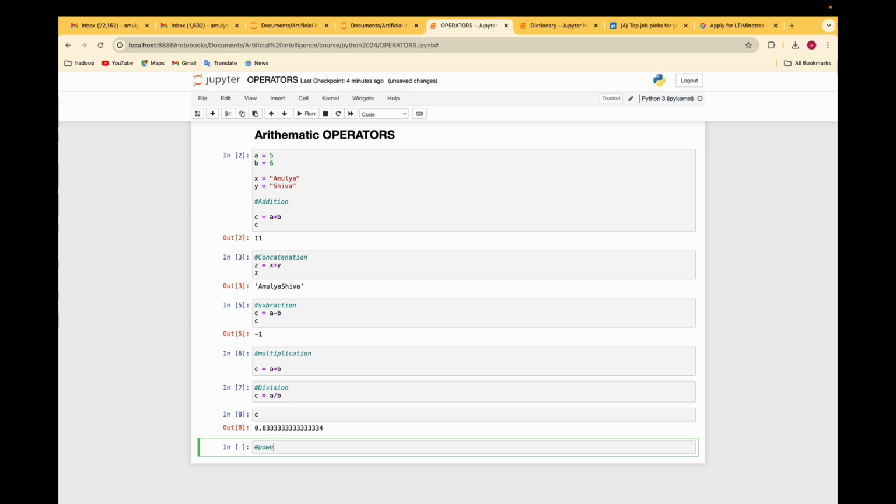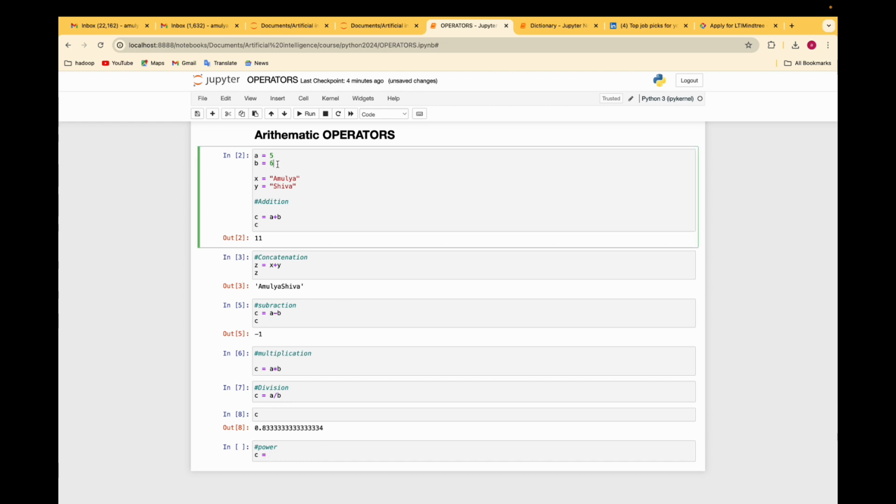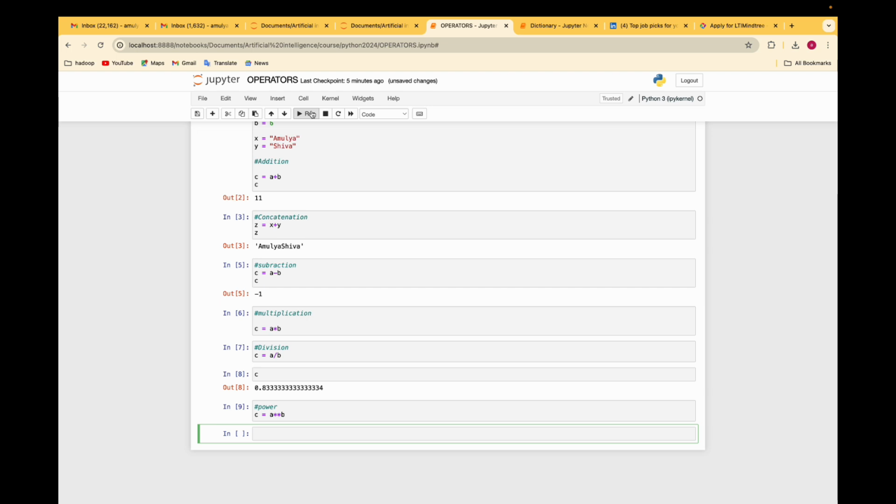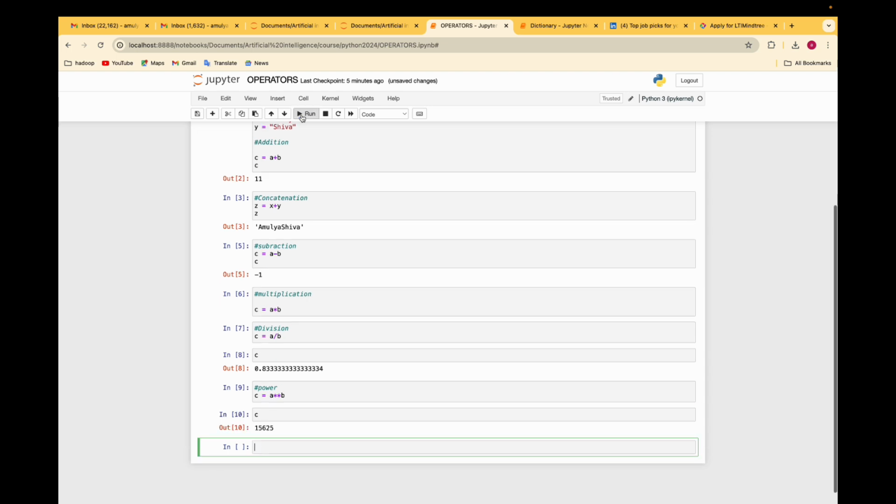Power, how do you do the power? c equals, let's take a as 6 and b as 5, a power b, which gives 7776.